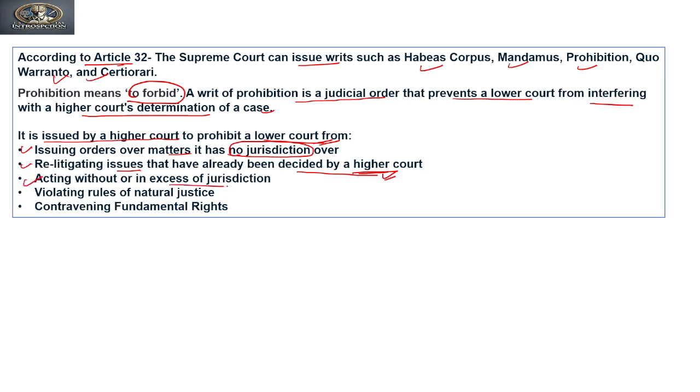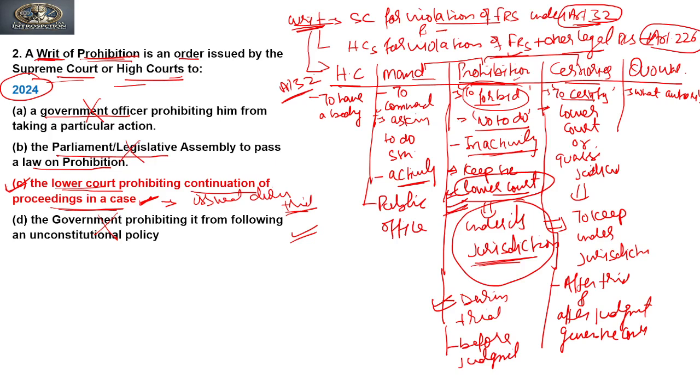Acting without or in excess of jurisdictions, violating rules of natural justice, contravening fundamental rights. It means this fundamental right does not come under the jurisdictions of lower courts, so they cannot issue writs with respect to the fundamental rights. So basically, a writ of prohibition is issued only to keep the lower court or judicial body within its jurisdictions, so the lower court does not exercise beyond its jurisdictions. Clear? So this is question number second.